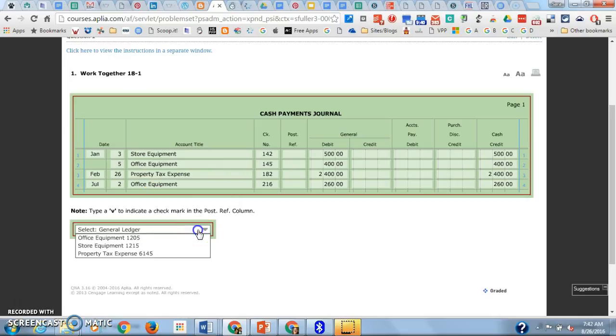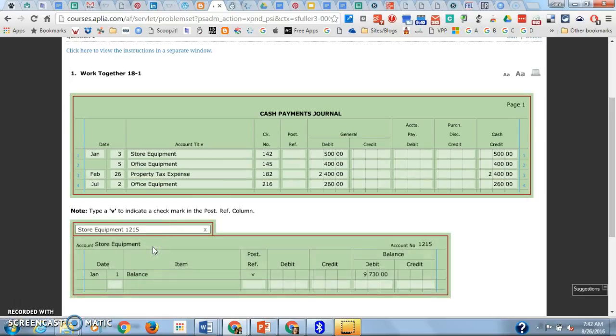So we'll go find store equipment first. And so my date is the 3rd. My post reference will be CP1. And then it is a debit of $500. And so since they're both debits, we're going to add, so our new balance would be $10,230. Come up here, put our post reference as 1215.